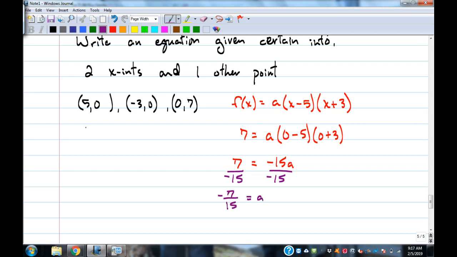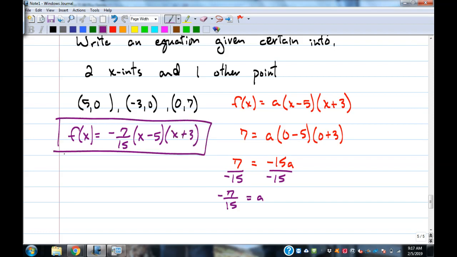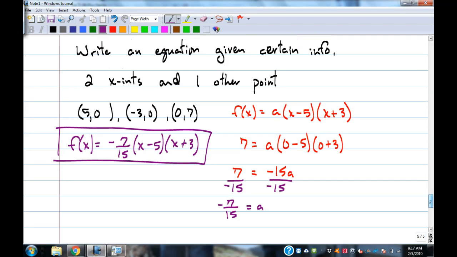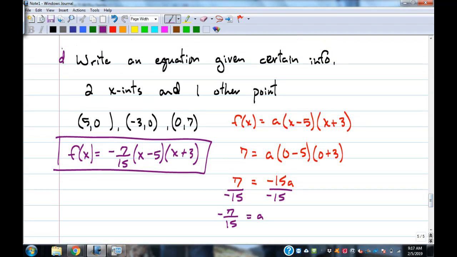So our final function, f of x, is -7/15 (x minus 5)(x plus 3). That's it in intercept form. If I ask for it in standard form, what do you do? Just multiply it out. Okay? I'm not going to ask you to put it into vertex form from there. So you'll get intercepts and another point and be able to put it in either intercept form or standard form. So it's just multiplying it out if that's the case. Another scenario, that's example D.